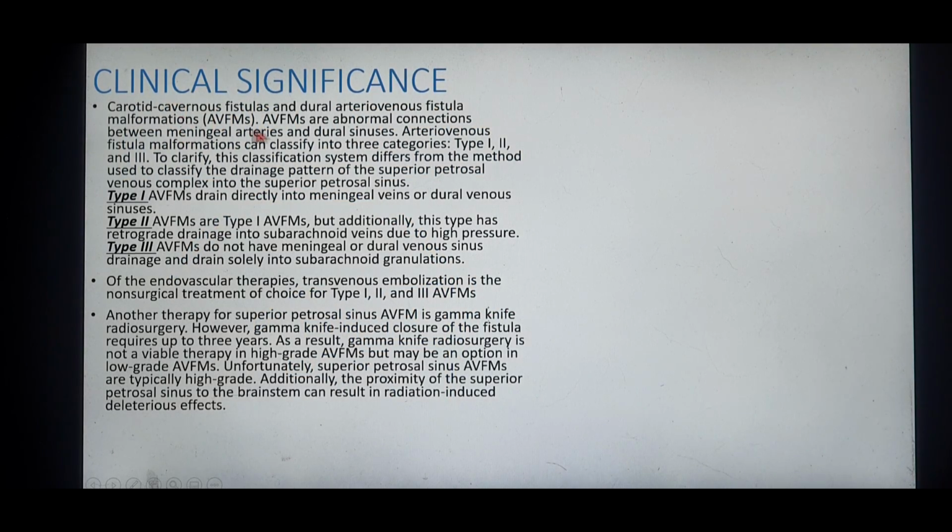Same thing for clinical significance, you have to remember: homeostasis, then trauma, then thrombosis, then carotid fistulas, arteriovenous fistula malformations in the dural venous sinuses. You can see, in this case, there are three types: type 1, type 2, or type 3. You can read all the types, and the treatment for type 1, type 2, and type 3 is mostly endovascular therapy, transvenous embolization, which is a non-surgical treatment of choice. If it's not working, you can go for gamma knife radiosurgery. Okay, so this is what you have to remember about the superior and the inferior petrosal sinus clinical significance.